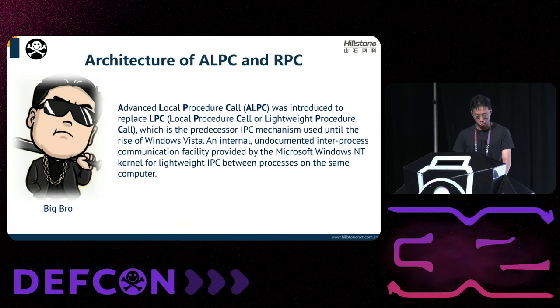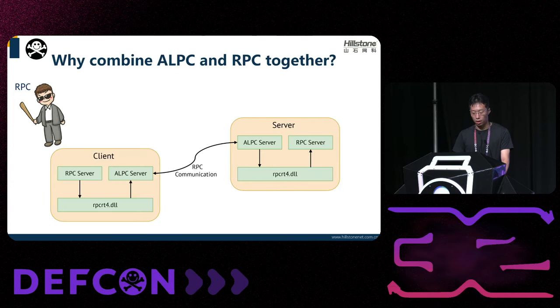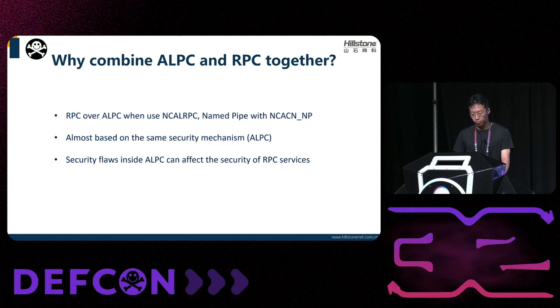So, the architecture. We already know ALPC was introduced to replace the old RPC. It's called the Advanced Local Procedure Call, mainly used inside Windows system services, and it's of concern to many researchers for its huge attack surface. This is the ALPC and RPC architecture. Why do we combine ALPC and RPC together for research? For the reason listed below: most RPC services are based on ALPC or named pipe, so they are almost based on the same security mechanism, and a security flaw inside ALPC can affect the security of RPC services.